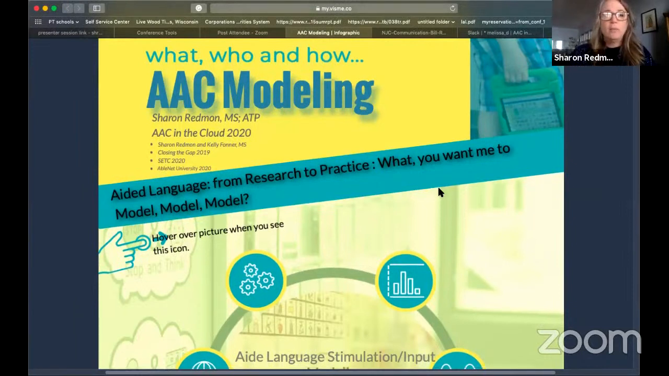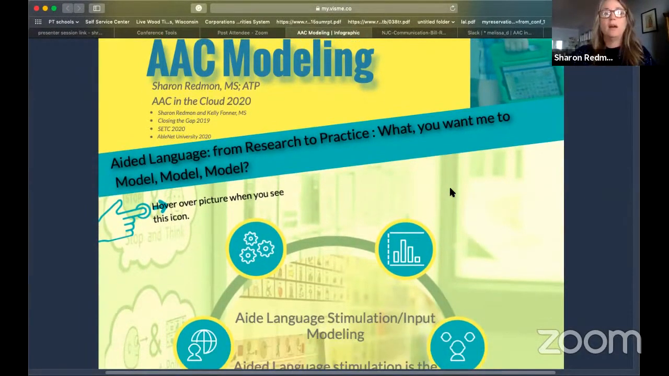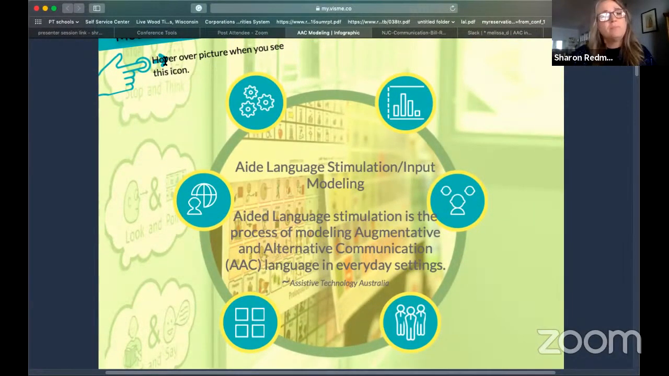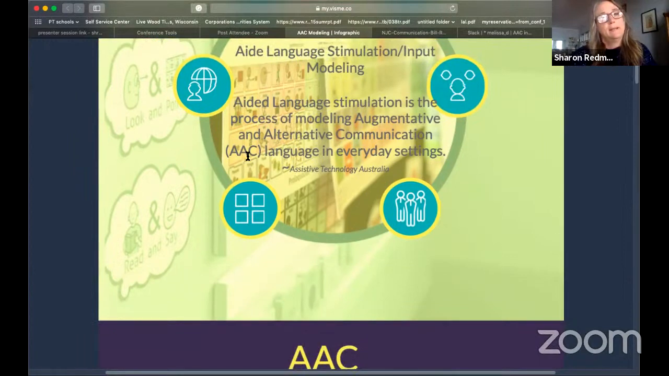So, aided language, looking at how to help model. Just a little bit on using Visme: when you see this icon, hover over it when you're using it yourself, so that you can see what is embedded in there. Here we're talking about aided language stimulation, aided language input, or modeling. It comes by many, many names, but it's really this process of modeling augmentative alternative communication in an everyday setting. We'll talk a lot about what that looks like.